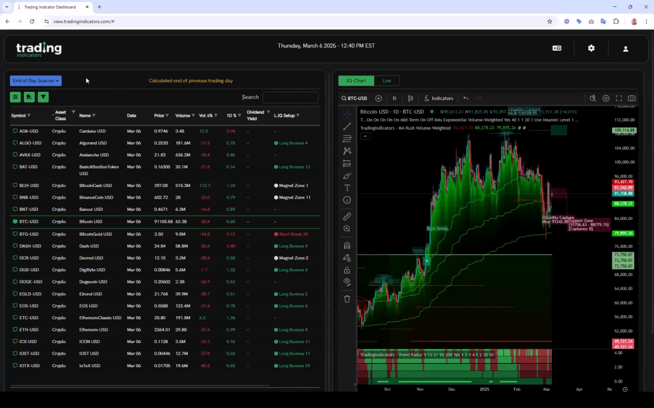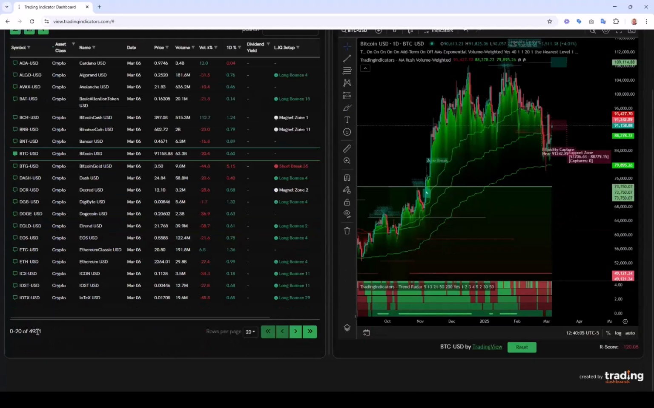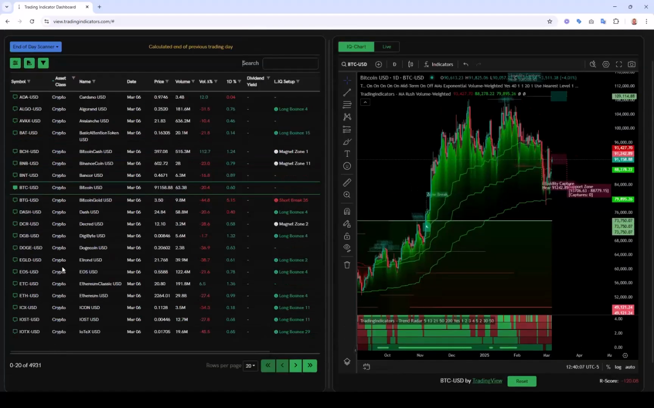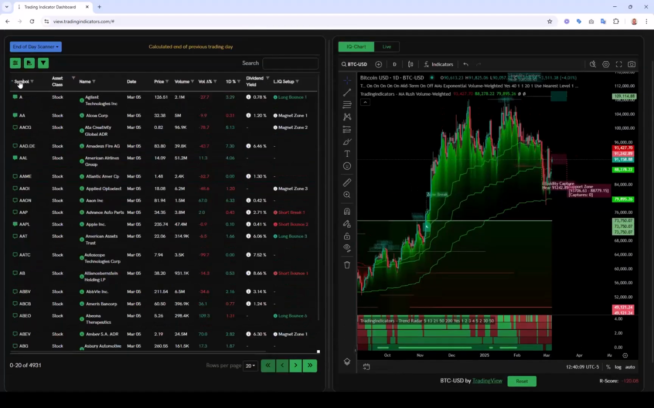I click on it, we're back to our status quo, back to our roughly 5,000 symbols that we are currently scanning through. So if I now sort again alphabetically by the symbol, we see Agilent once again listed first, because that's alphabetically the first symbol. So this was asset class. Name, of course, is self-explanatory. That's the name of the symbol. Agilent Technologies Inc., for example, or Alcoa Corp for AA, and so forth.